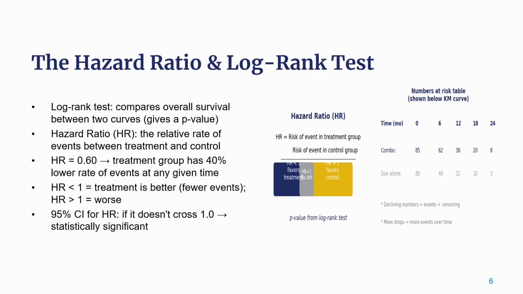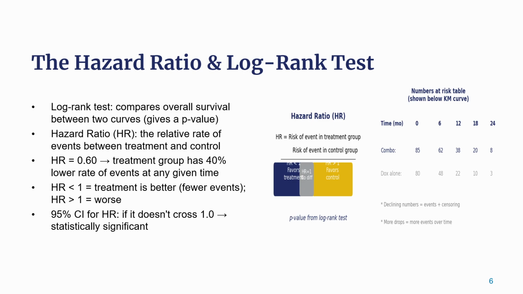The log-rank test gives you a p-value for the overall difference between two curves. It's testing whether the curves are the same or different. But the hazard ratio gives you the actual magnitude. It's the ratio of event rates between groups at any point in time.